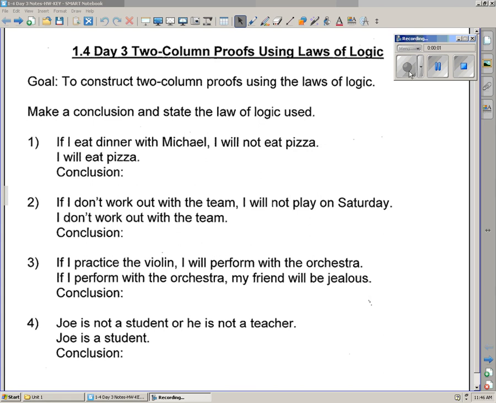So today we're going to use all the different 4 laws of logic. You need to make sure that you can read a sentence or a couple of sentences and use a law of logic to make some sort of conclusion.